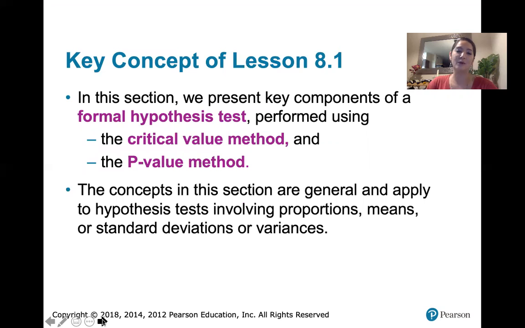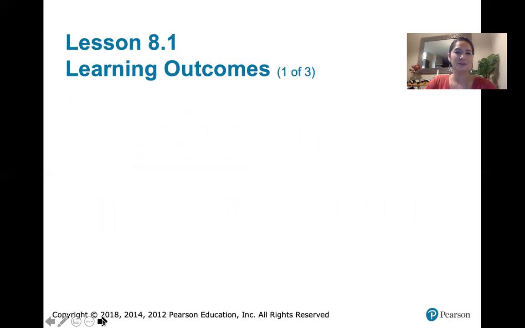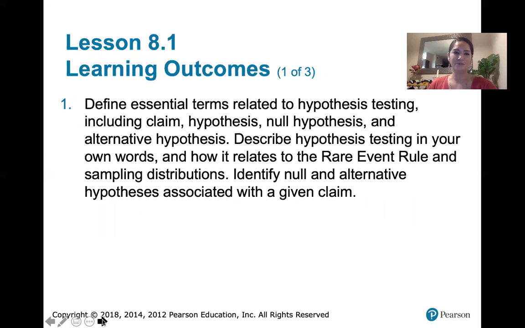The concepts in 8.1 are general and apply to hypothesis tests for proportions, means, standard deviations, or variances. Again, we're going to focus on hypothesis tests involving proportions and means in 8.2 and 8.3. So here are our learning outcomes. The first outcome has a lot to it, as you can see. It's really about the big picture of hypothesis testing.